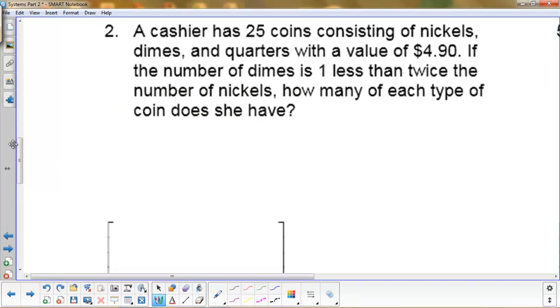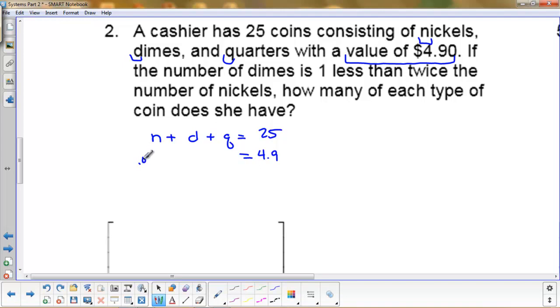Question number 2. A cashier has 25 coins consisting of these three types of coin. So there's my variables: N plus D plus Q equals 25. Those are just coins, so the value of those coins doesn't matter in this equation. However, we have value in the second equation, so that's where our value is going to come in. Okay, so we got $4.90.